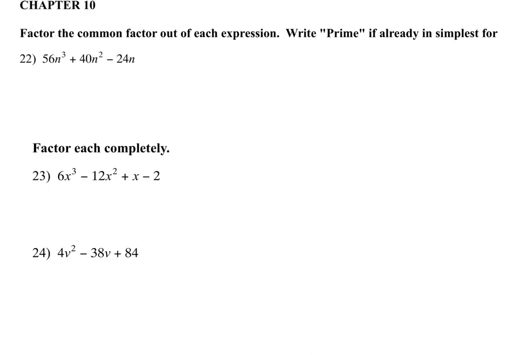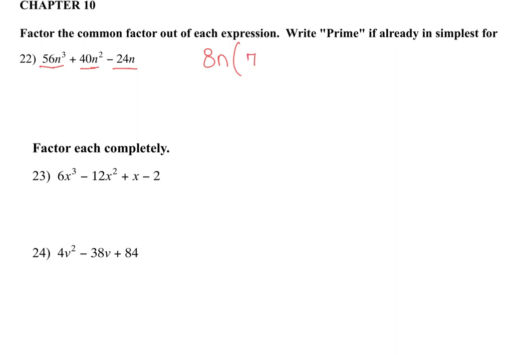The first thing we did was common factor. You look at all three of these. If you look at 56 and 40 and negative 24, an 8 will come out. If you look at n cubed, n squared, and n, the most we can take is just one of those. Factoring just means division. 56 divided by 8 is 7.